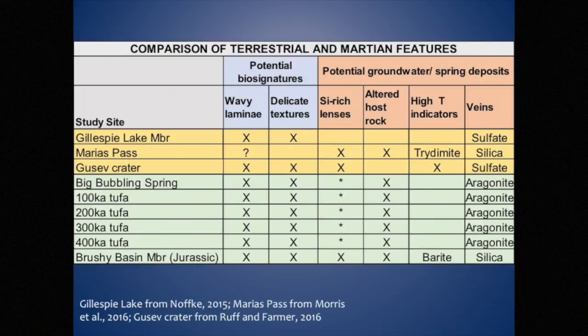So here's some of the Mars sites. Here's a comparison. Here's a modern spring, and then these progressively older terraces, and then the Jurassic rocks. And we see a lot of these same features, particularly in Gusev, which has been proposed as a hot spring deposit. Marias Pass at the Murray-Stimson contact has some very similar features, and I suspect that's a spring deposit.